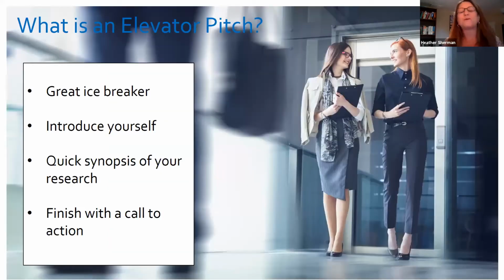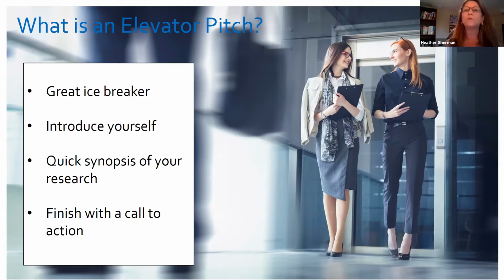So, starting off with, what is an elevator pitch? Well, first of all, it's a great icebreaker in a situation. It allows you to quickly and enthusiastically introduce yourself to somebody. It gives you an opportunity to give a quick overview or synopsis of your work. And most importantly, you want it to be short, around 30 seconds, even shorter, 20 seconds.